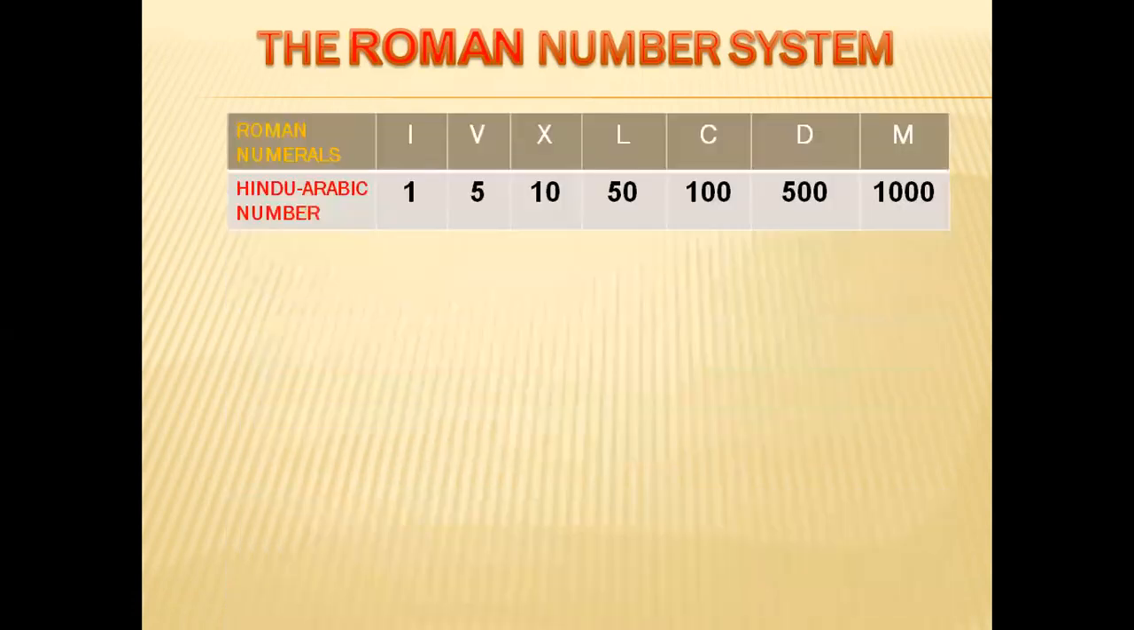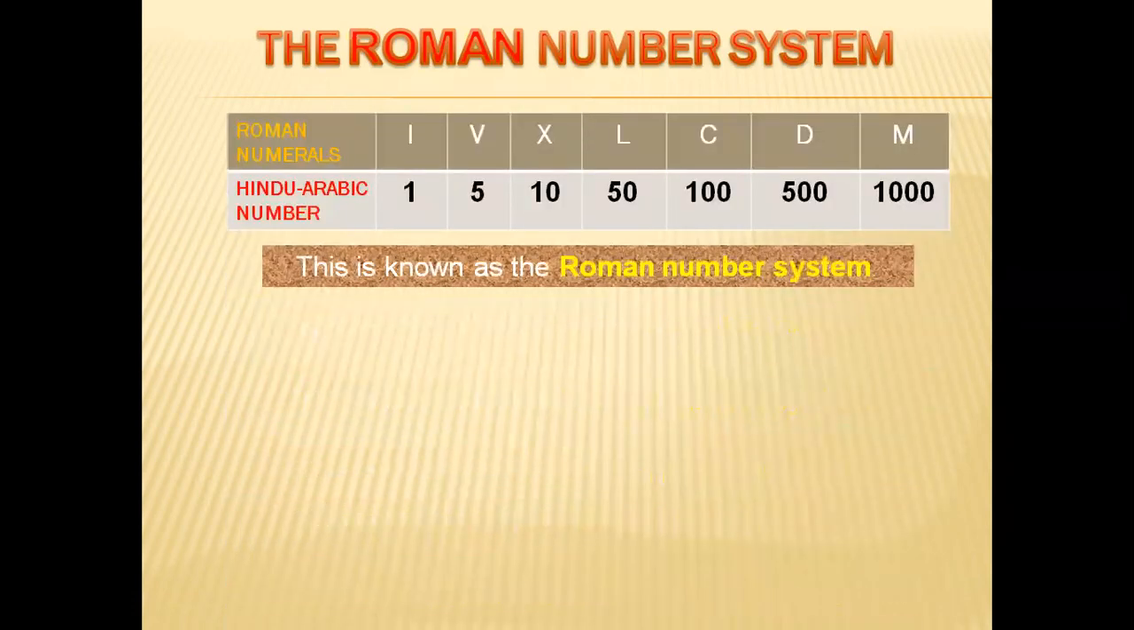What is that Roman number system? See, the alphabets I, V, X, L, C, D, M are called Roman numerals. These 7 alphabets are called Roman numerals. They represent the Hindu-Arabic numbers.